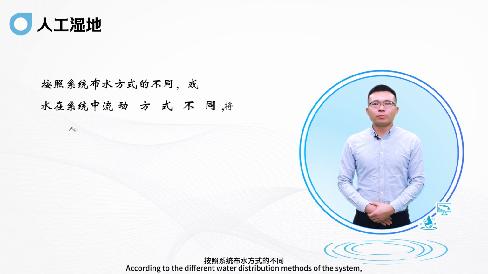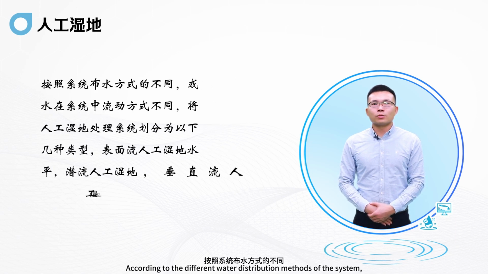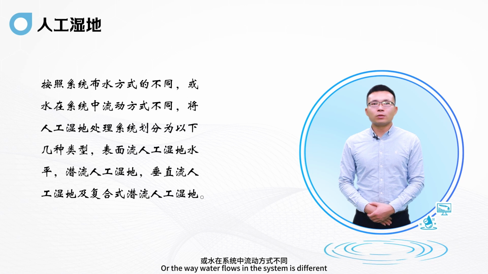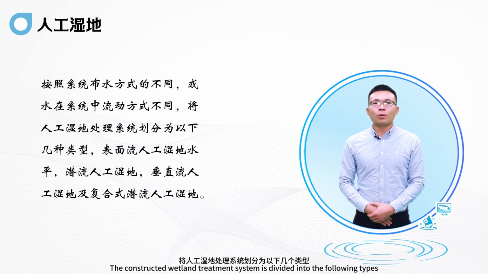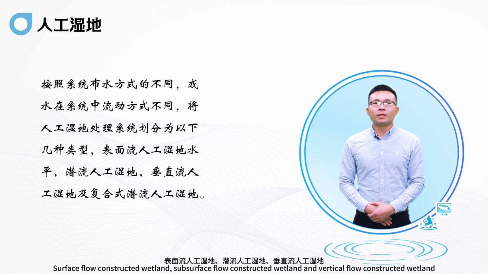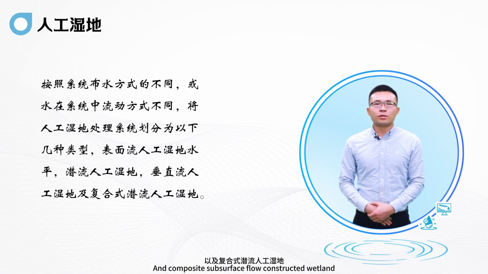According to the different water distribution methods of the system, or the different ways water flows in the system, the constructed wetland treatment system is divided into the following types: surface flow constructed wetland, subsurface flow constructed wetland, vertical flow constructed wetland, and composite subsurface flow constructed wetland.